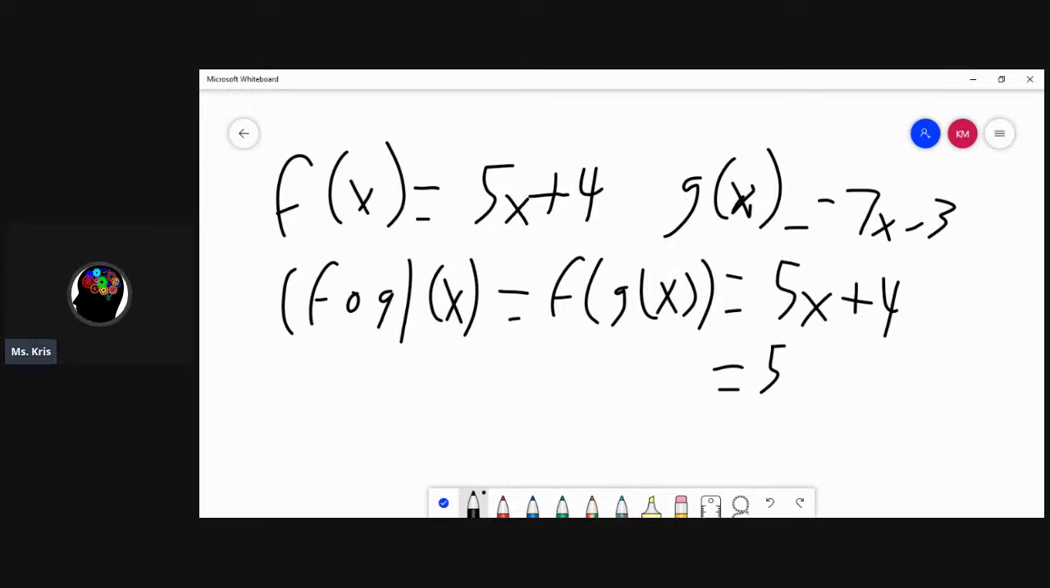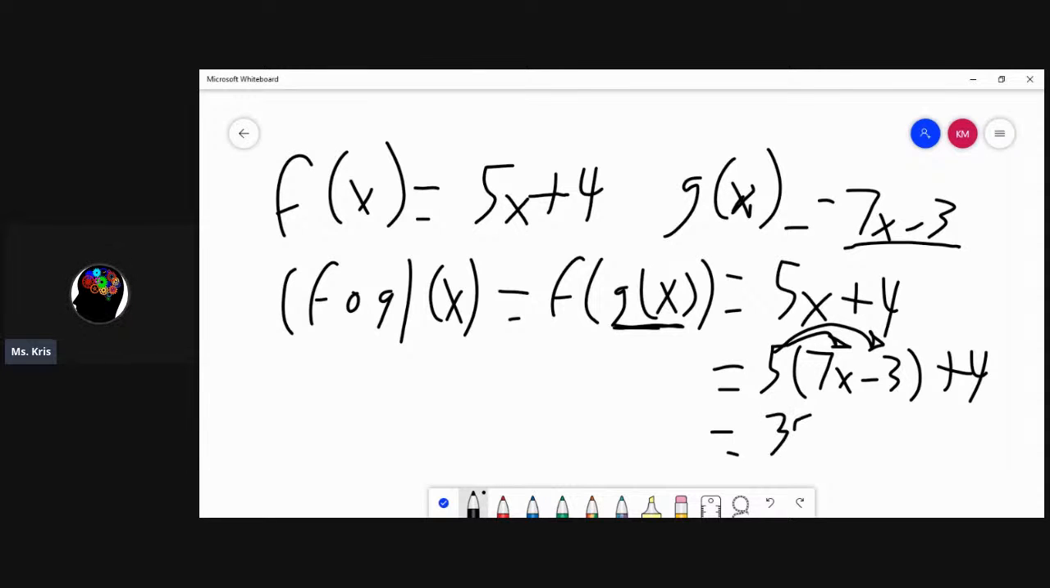Wherever there's an x, you are going to plug in the function of g. So the function of g is 7x minus 3. Therefore, my x becomes 7x minus 3, and of course I add my 4. Now you have 5 times 7x and 5 times negative 3, because you distribute the 5 to each term. So 5 times 7x is 35x. And of course, 5 times negative 3 gives me a negative 15 plus 4.